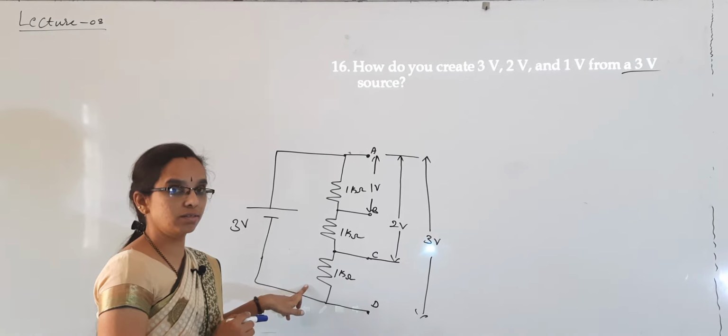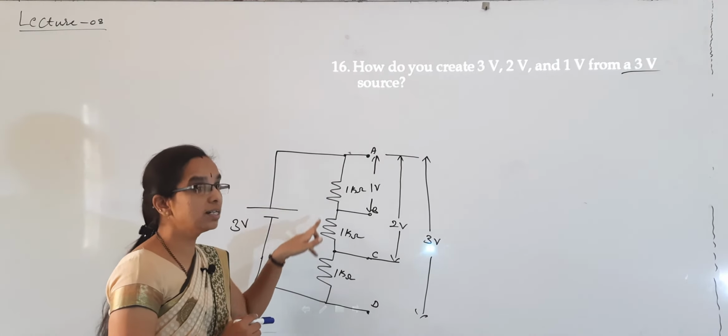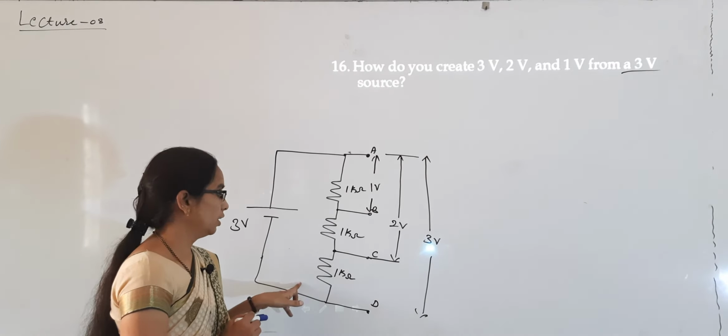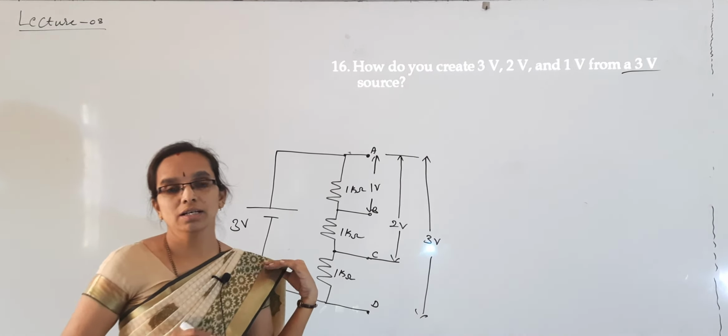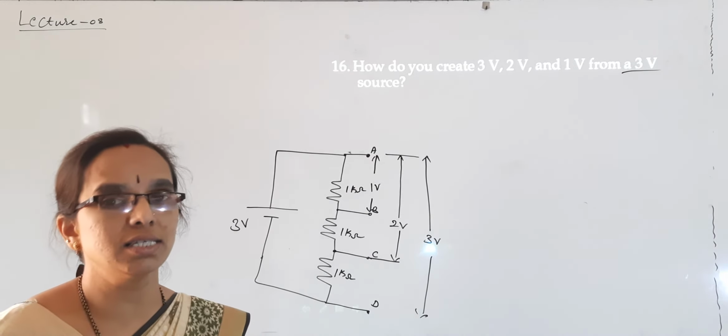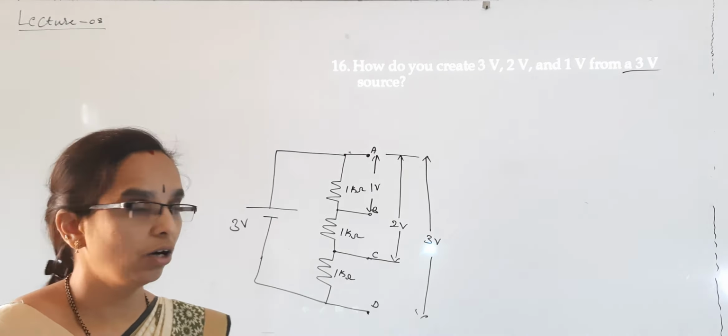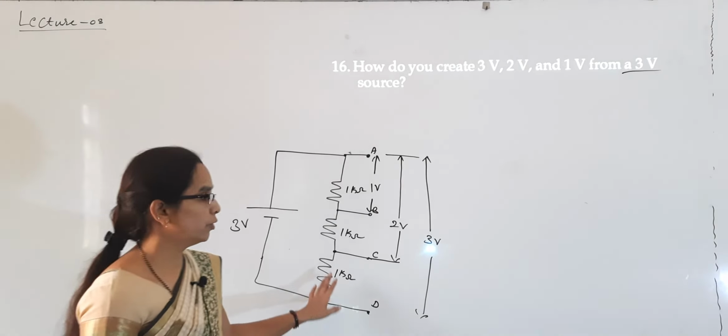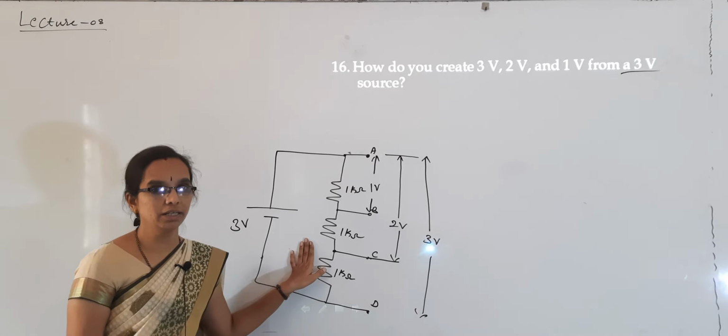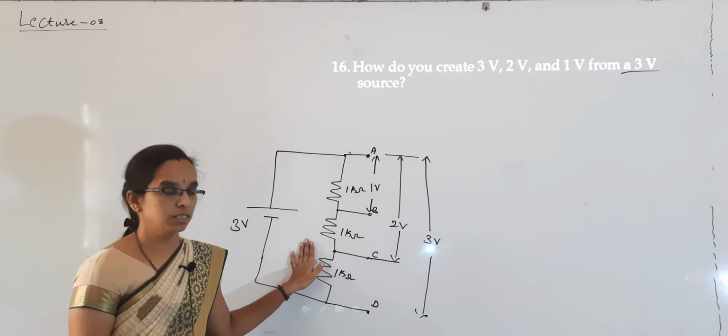Equal value of resistance, voltage divider rule: voltage divides equally among the resistors, because the value of the resistors will be the same. Okay, hope you people have understood this. Any doubts, text me.